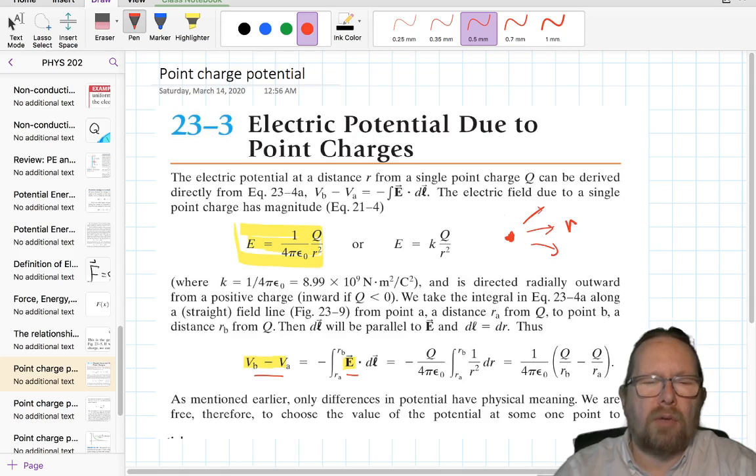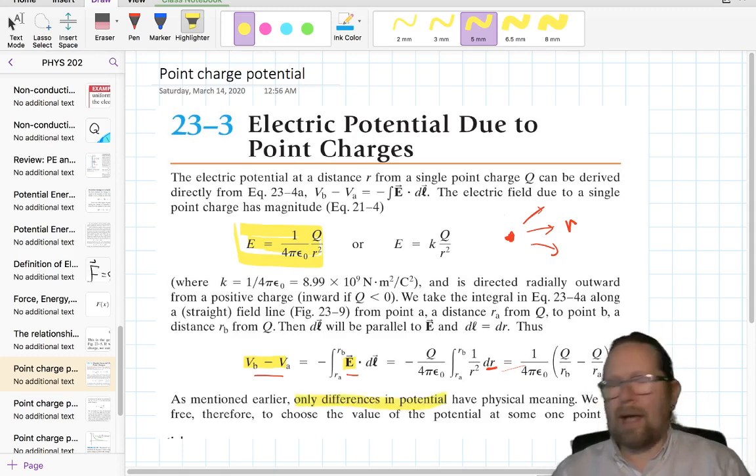So this integral of E dot dl just becomes the integral of Q over 4 pi epsilon naught, 1 over R squared dr. And the integral of 1 over R squared dr is just negative 1 over R. So that negative gets rid of that negative from the integral. And we have that the difference in potential between 2 points A and B at locations RA, RB is 1 over 4 pi epsilon naught times Q over RB minus Q over RA. It's important to always keep in mind that only differences in potential and potential energy have meaning.